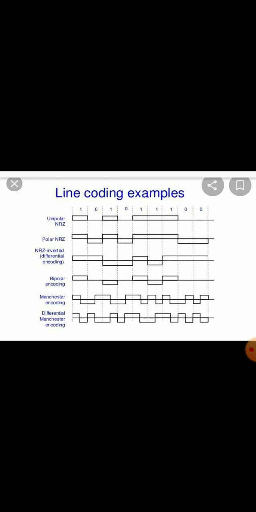Next, polar signaling. In polar signaling there are two types: polar non-return to zero and polar return to zero. In polar non-return to zero, a high in data represents a positive pulse and a low in data represents a negative pulse. Advantages: it is simple, and no low frequency components are present. Disadvantages: no clock present, no error correction, and signal droop at places where the signal is non-zero at 0 Hz.